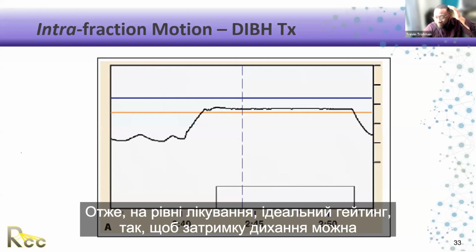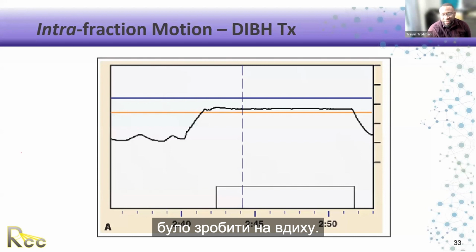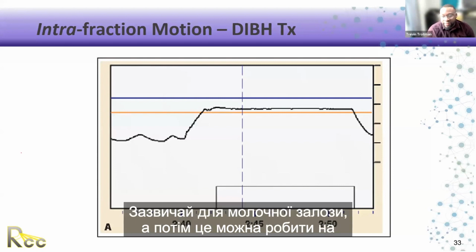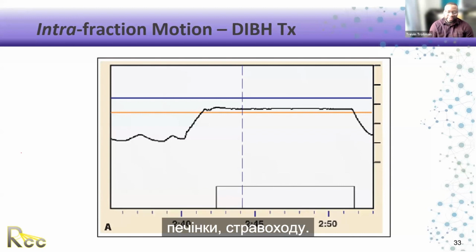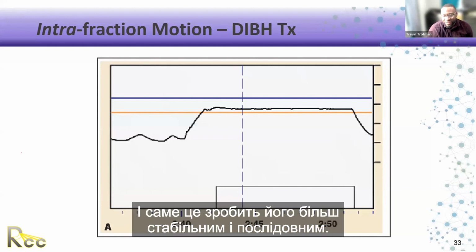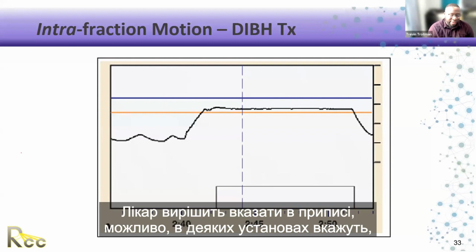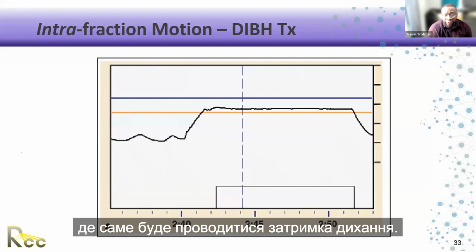So at the treatment level, the ideal gate: the breath hold can be done at inspiration, typically for breast, and it can be done in expiration, which is for our pancreas, liver, and esophagus. That's what will make this more stable and consistent. The MD will indicate on the prescription, and some institutions will indicate where they want this breath hold to take place.